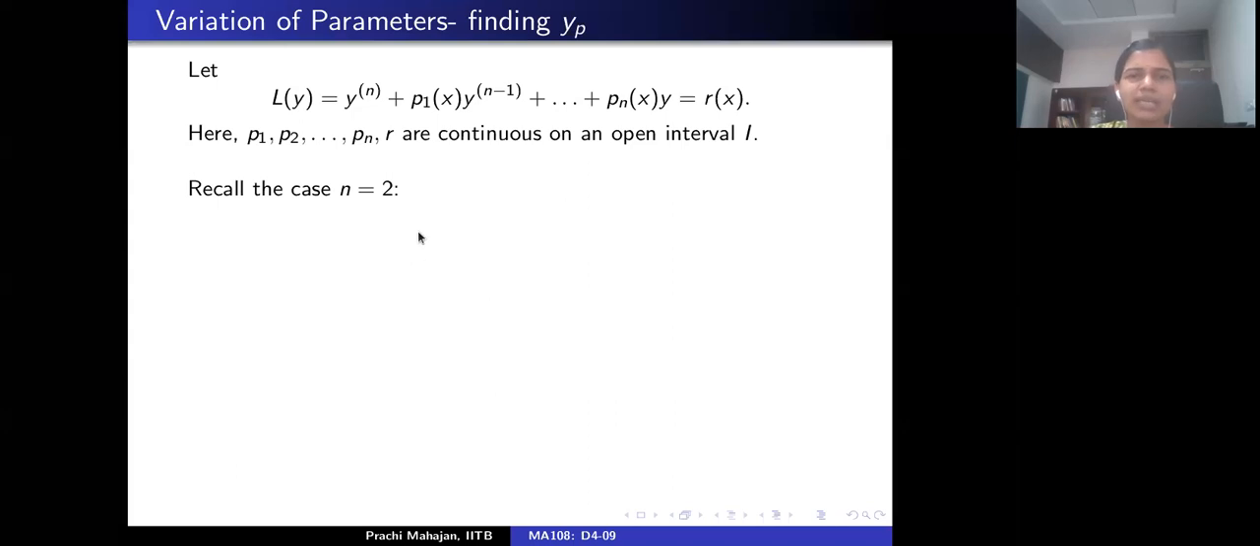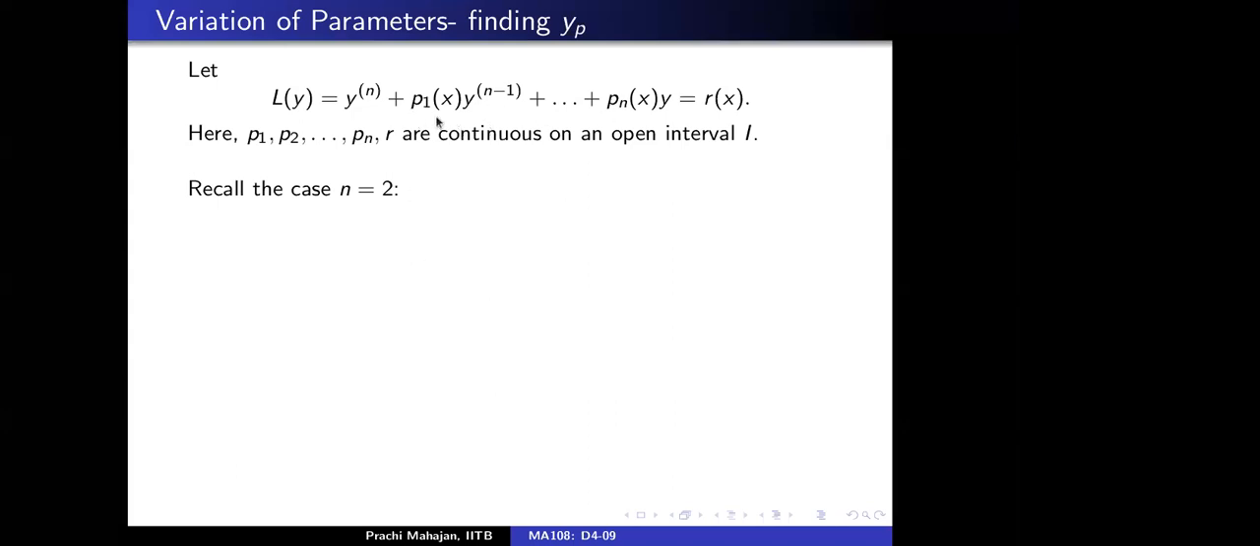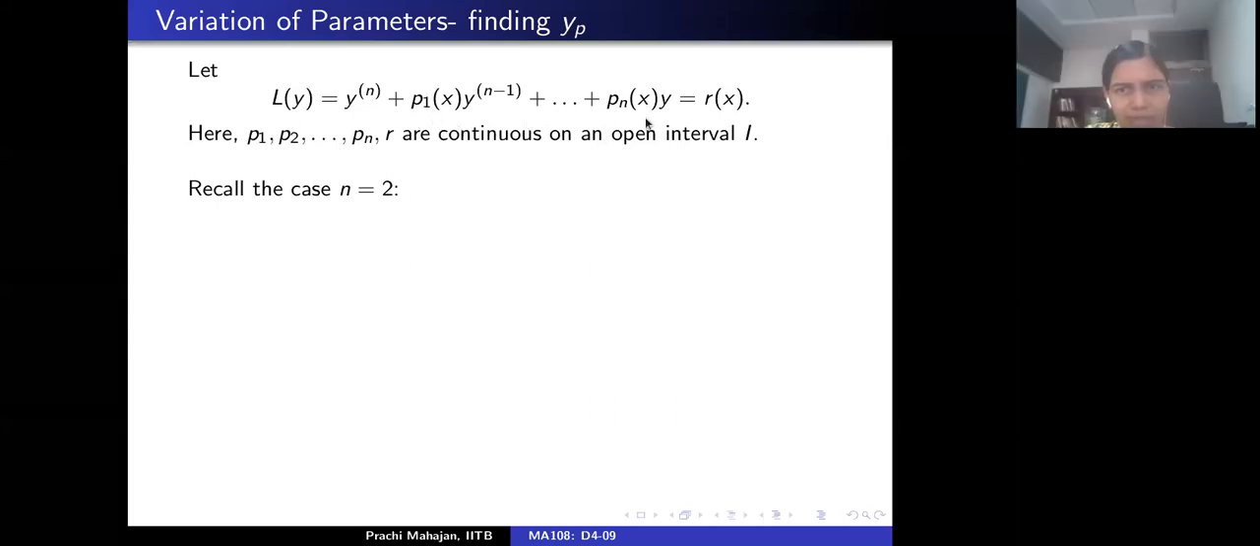So over here, P1, P2, Pn can be functions of the variable x, and R need not be just the exponential or the polynomial or sine, cosine or their combination. R is any arbitrary function. As long as R is continuous on the interval I, this method would work. Same for P1, P2, Pn. They're all continuous on the interval I. That's all this method demands.